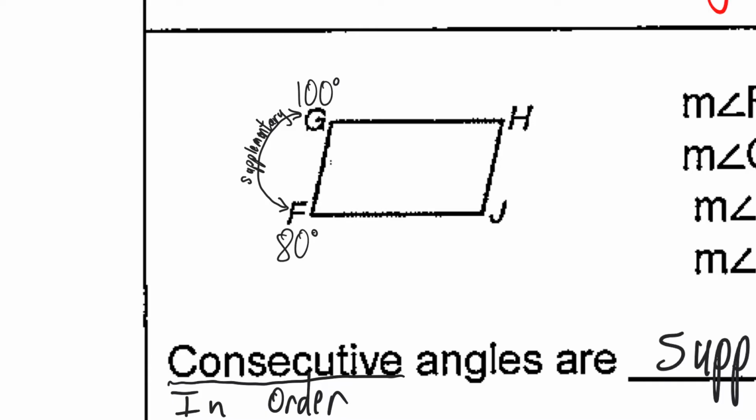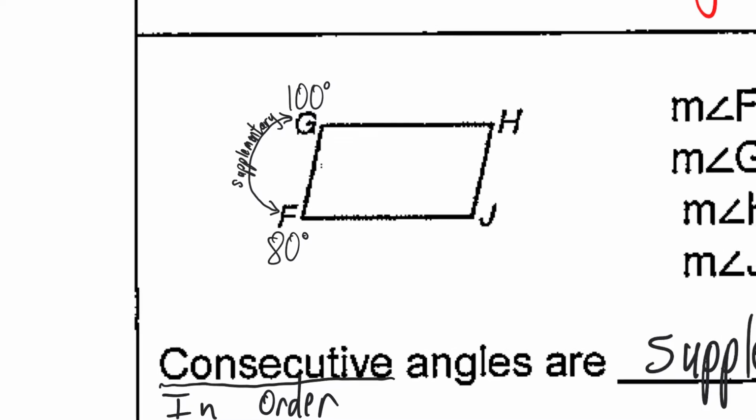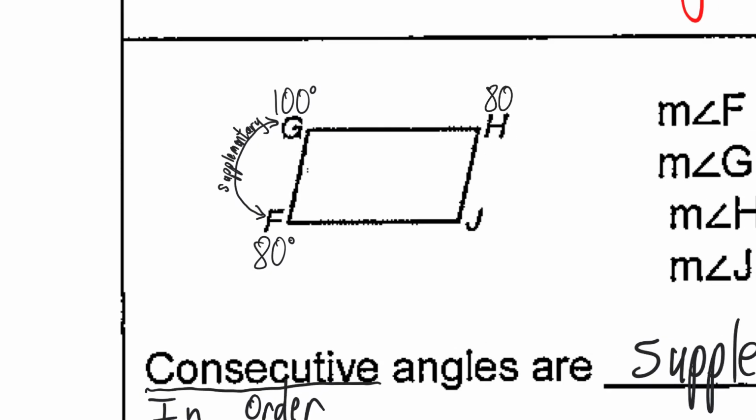And so how big is angle H going to be? 80, because these two right here are going to be supplementary. Okay, no, you're right. And you could also think about it like that. These are opposite angles right here, and you can see those are congruent. It's just common sense, really.